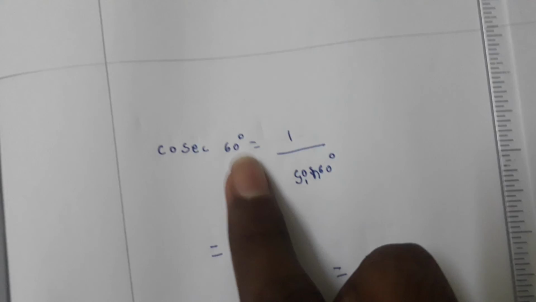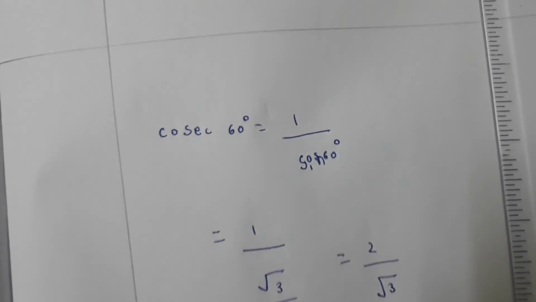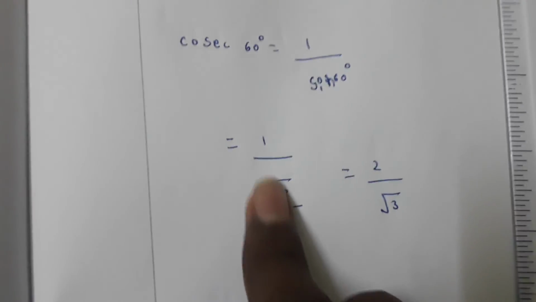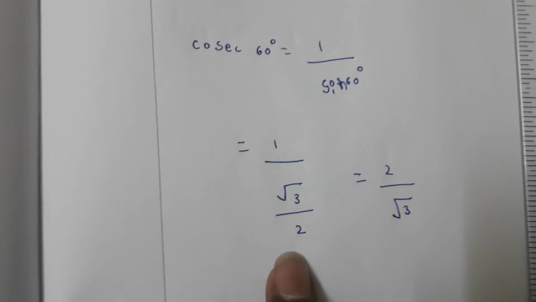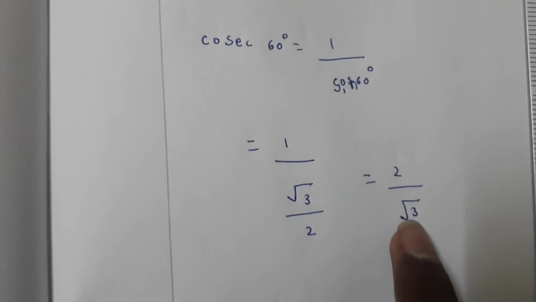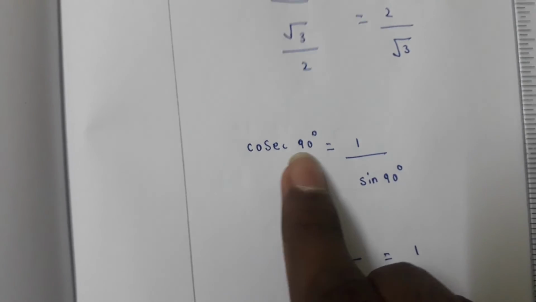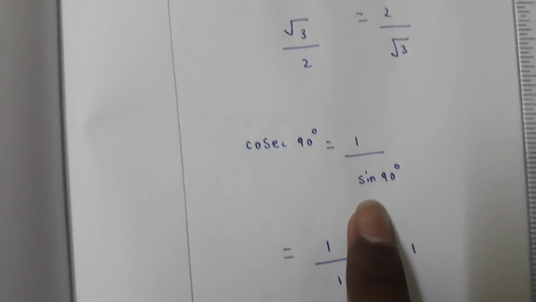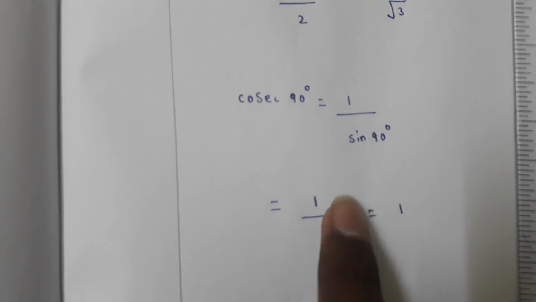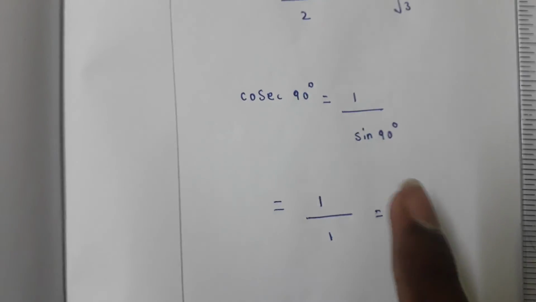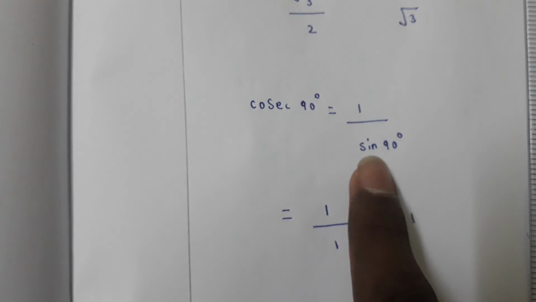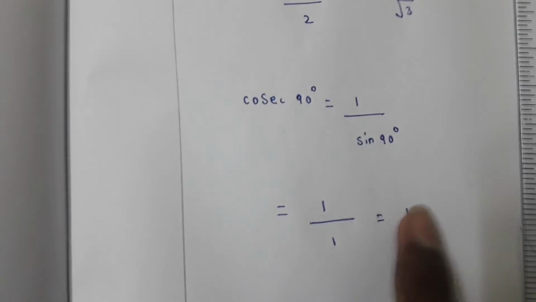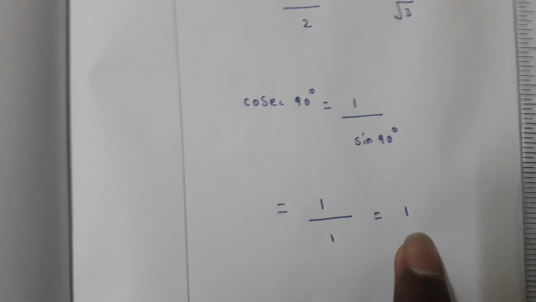Now cosecant 60 means inverse of sine 60. Sine 60 means root 3 by 2, so 1 by root 3 by 2 will be inversed, that is equal to 2 by root 3. Now cosecant 90 means 1 by sine 90, that is equal to 1 by 1, because sine 90 is 1. So 1 by 1 means 1 only. If we inverse also, we will get the same value, that is 1.